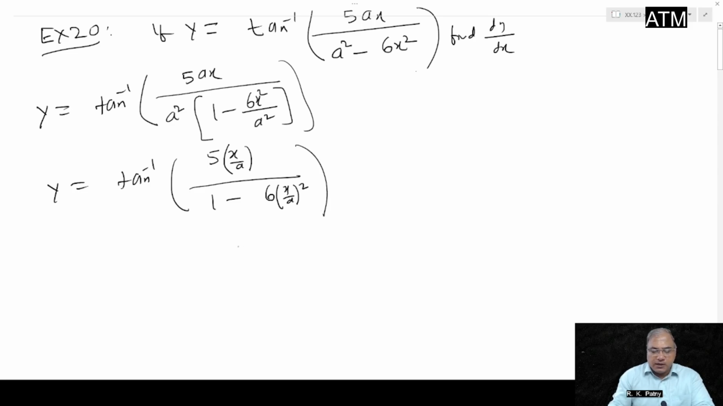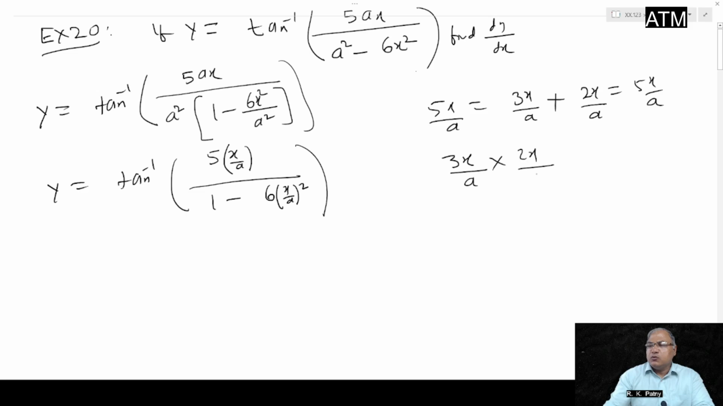Now you have to select the two terms such that addition will give the numerator and multiplication will give the denominator, such as 5x upon a can be written as 3x upon a plus 2x upon a, that is equal to 5x upon a, and then multiplication, that is 3x upon a into 2x upon a equals 6x square upon a square.